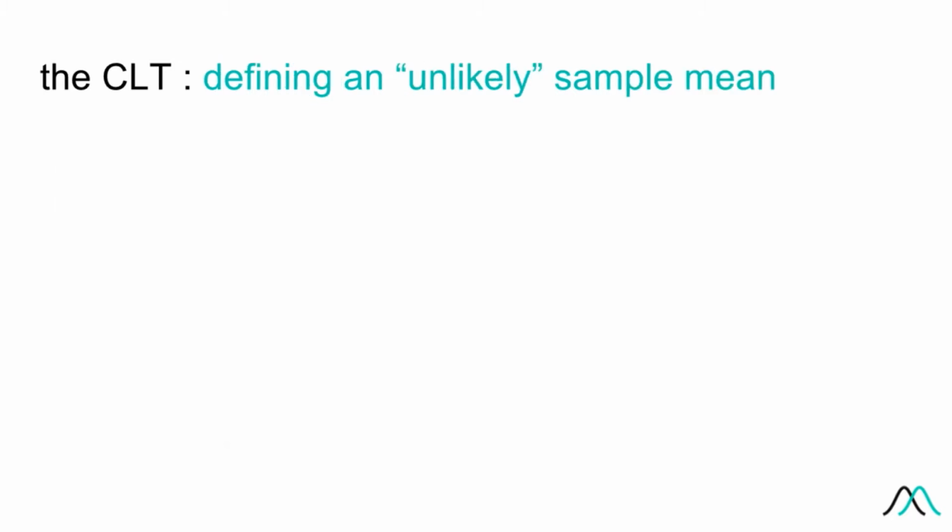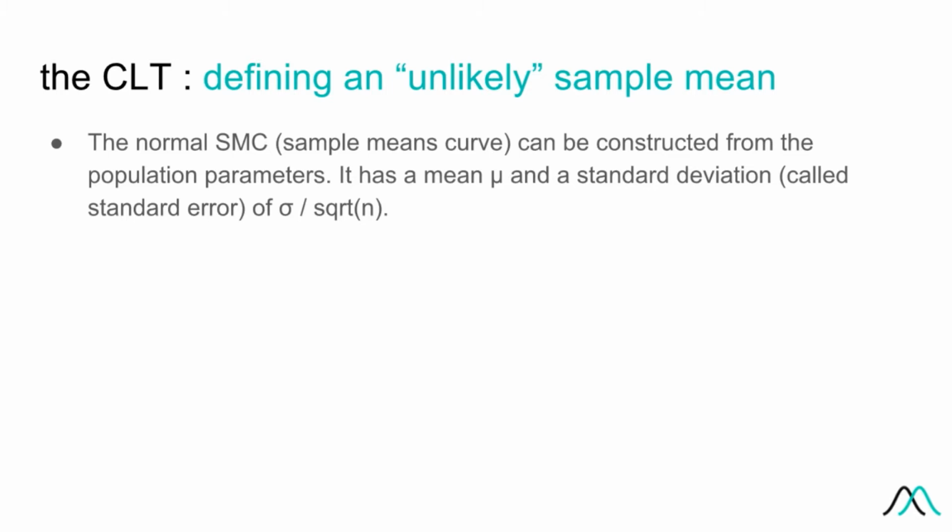In summary, the normal sample means curve, the SMC as we'll call it, can be constructed from the population parameters alone. The SMC has a mean center mu, the population's own expected center, and a standard deviation called standard error equal to sigma over the square root of n. That is, the population's inherent standard deviation divided by the square root of our sample size.